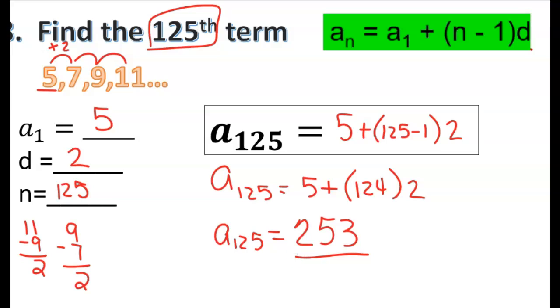Did you multiply and get that number? You didn't subtract the 1. The pattern has n minus 1. This number right here is not 125. It's 124.